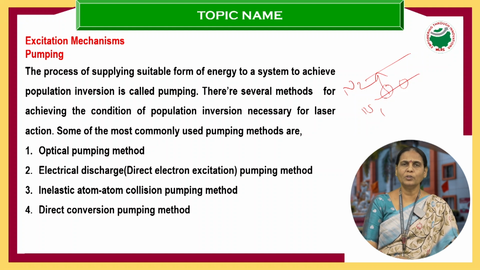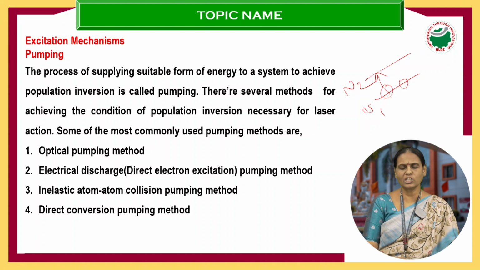So in order to produce the laser output, we require population inversion. So to get the population inversion condition, we use the pumping methods. So there are several methods, and the ones given in our syllabus are, one is the optical pumping method. Okay, and this optical pumping method is particularly used in case of ruby laser, that is, in case of solid state lasers.